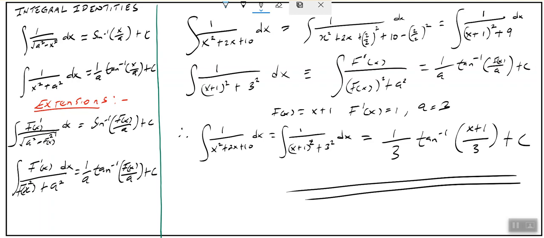You see, by knowing these identities, you can solve really complicated questions, or questions that look complicated, by just knowing the extensions. And the extensions are found by combining these identities with U-substitution.